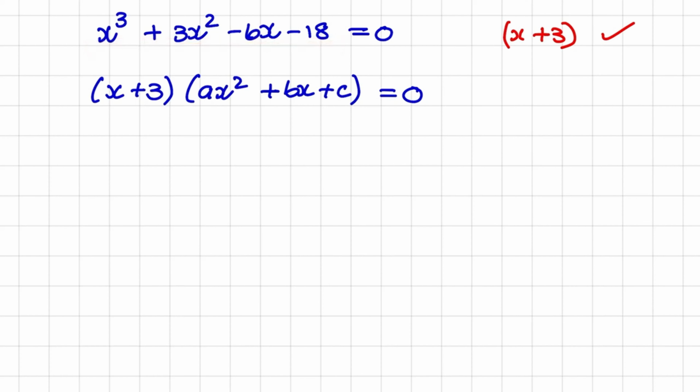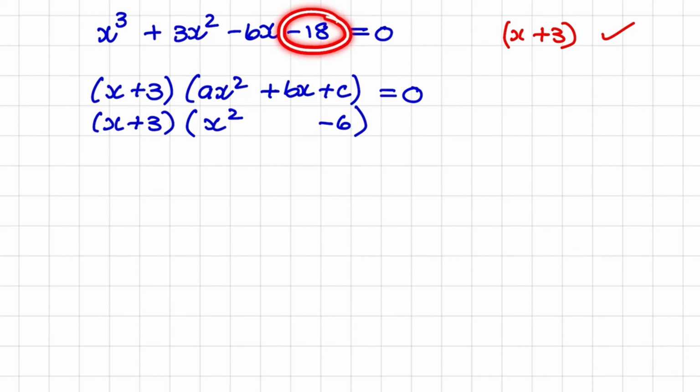Now to find the value of a, I say the first term in the first bracket times the first term in the second bracket must lead to x cubed. So therefore, a is equal to 1. And to find c, the last term, I take the last term in the first bracket multiplied by the last term in the second bracket, and that must lead to negative 18. So c must be negative 6, because positive 3 times negative 6 would equal negative 18.